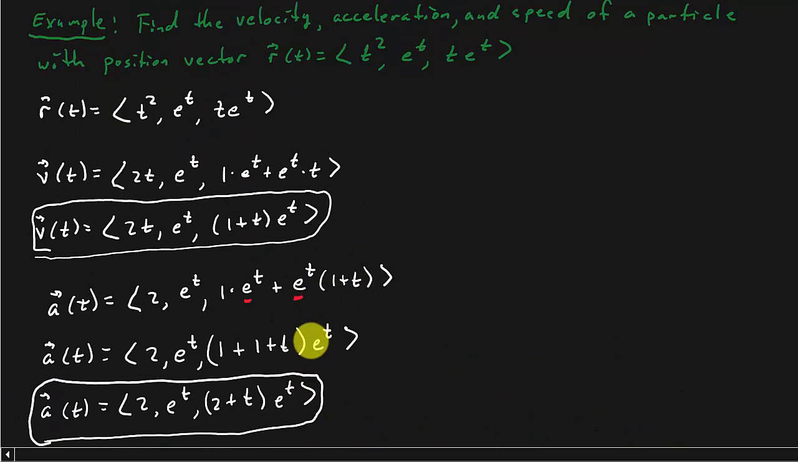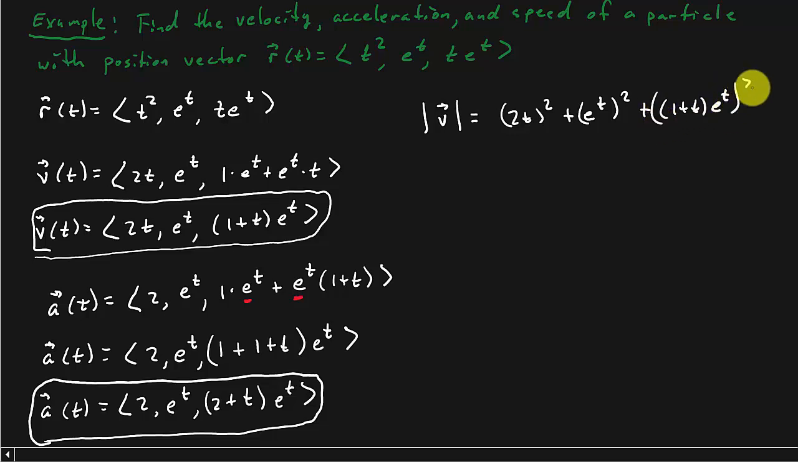All right. Oh, we're running out of room there. All right, so now let's find the speed. All right, so our speed, that's going to be the magnitude of the velocity. So each one of those I'm squaring, so that's going to be 2t squared plus e to the t squared plus 1 plus t e to the t squared. And it's the square root of all that.